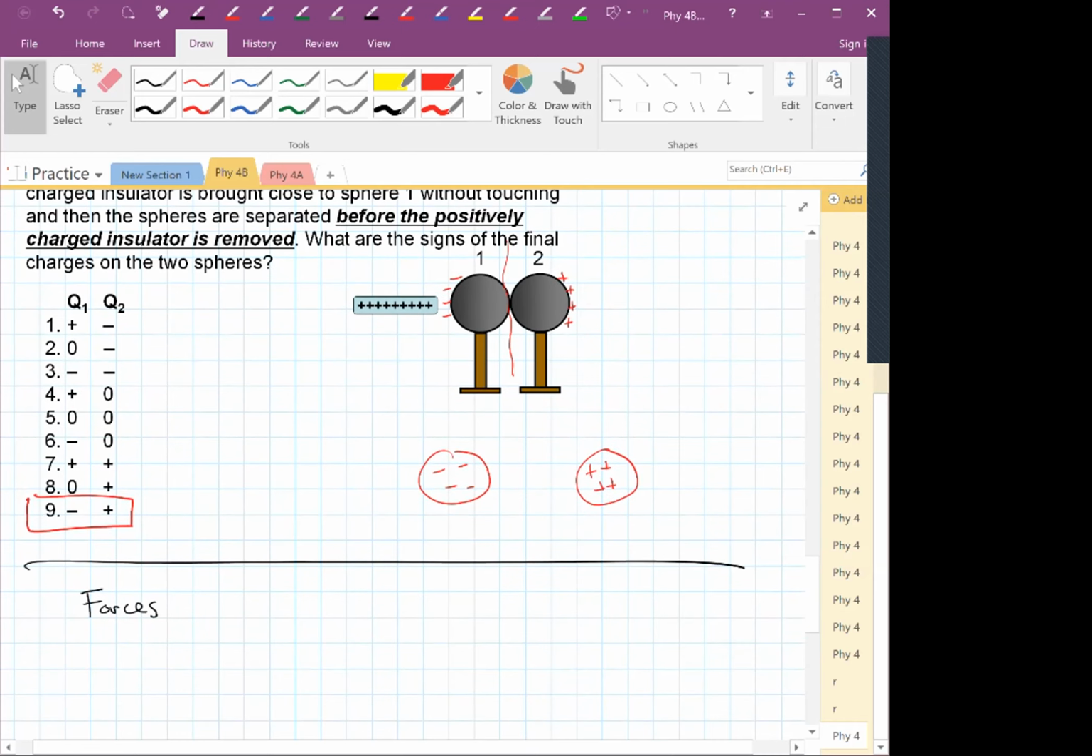And so because this rod is positively charged, it attracts negative charges. It attracts electrons over to it. And then we separate the rods. One has to be negatively charged and two has to be positively charged. If we had a negatively charged rod there instead, then of course the answer would be reversed, right? One would be positive and two would be negative.